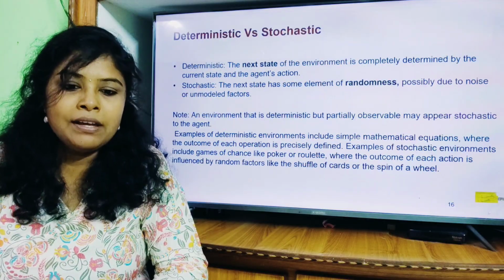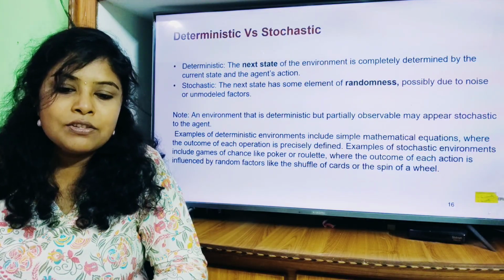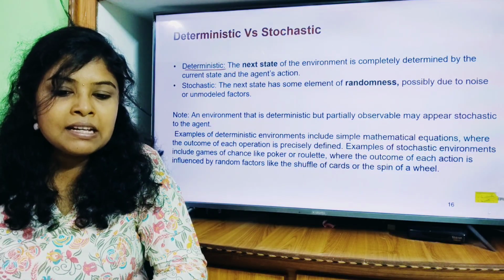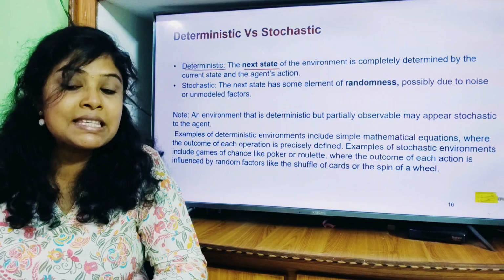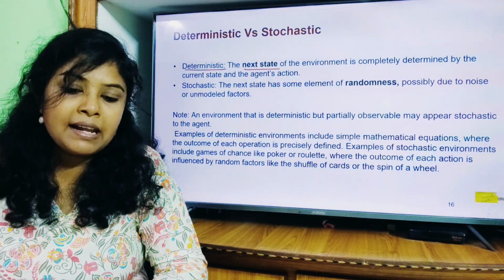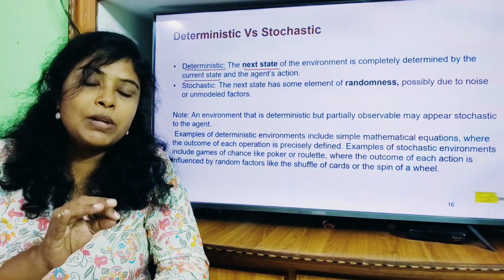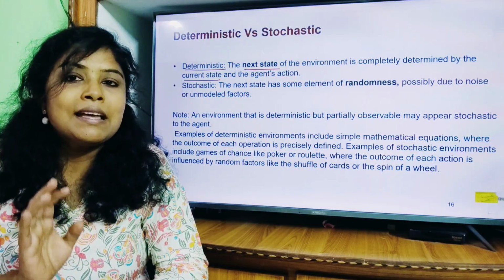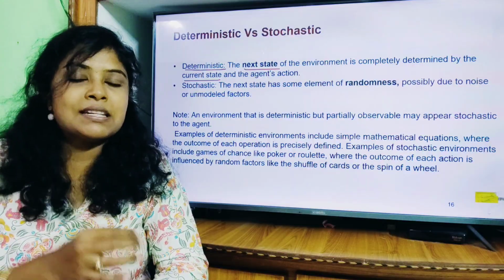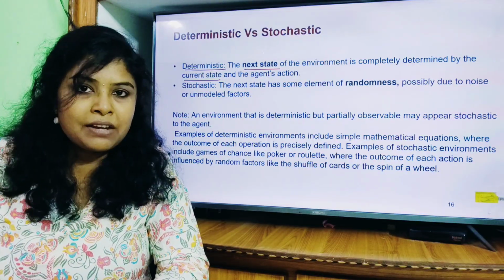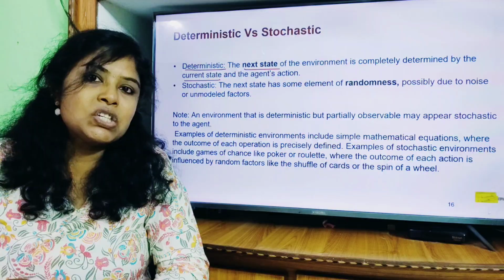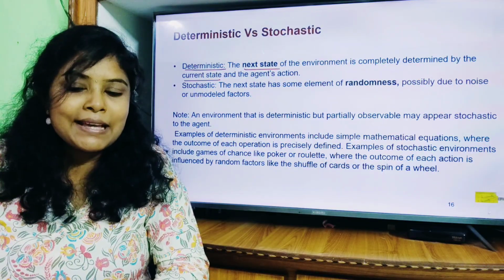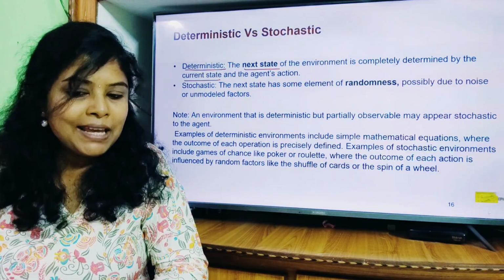Moving on to the next one, we have deterministic and stochastic. Deterministic indicates that the next state of the environment is completely determined by the current state. That is, the agent will have a clear-cut idea of how the next state is going to be. Determine means to find the solution of something, right? So it is deterministic in nature, meaning it has a clear-cut idea of what it is going to do next. The next state is well determined by the agent.